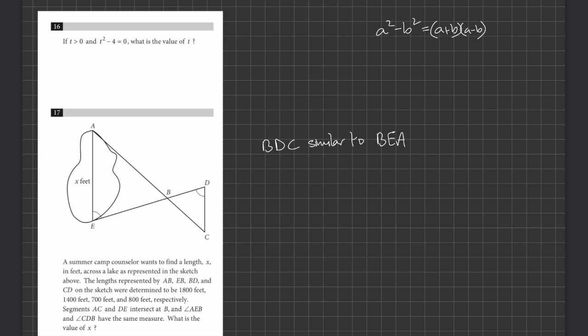The equation in question 16 can be factored out using the identity written on the right. We apply it and get t equals negative and positive 2. Since t is positive, the answer is 2.